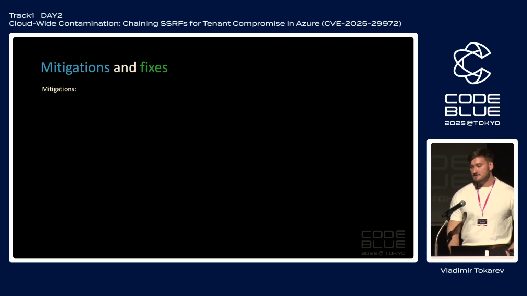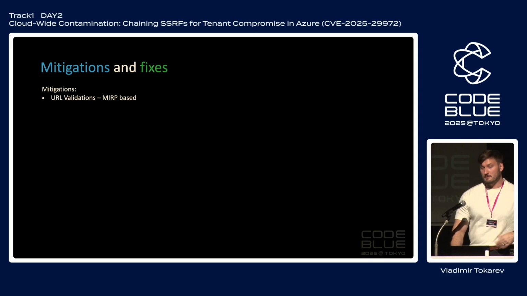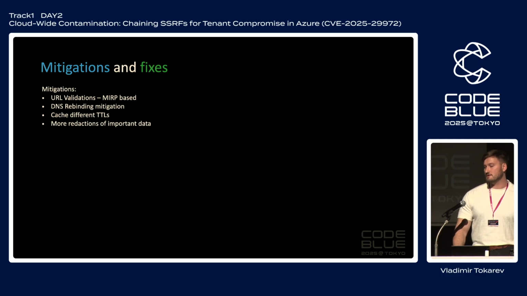The mitigations for this attack implemented by SRP were mirror-based URL validation with regexes, DNS rebinding mitigations, and caching with different TTLs. Now we have random TTLs, so the attacker won't know if the attack worked or if it's the cache. More redaction of important data: now we redact the SSH password, obviously. Internal monitoring was enhanced. They were also there before, but now they have this on SRP.